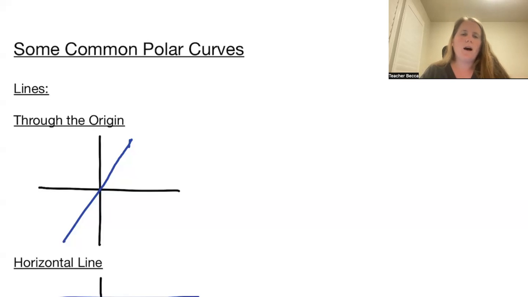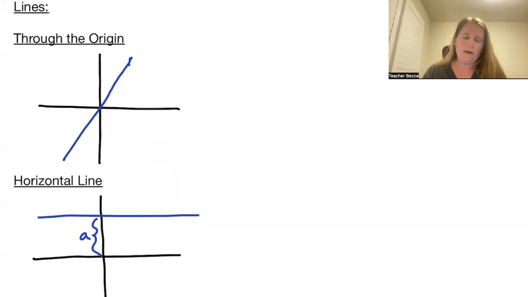Welcome to some common polar curves. So we're just going to run through the equations for a few curves. You can find more in the textbook, but let's go ahead and start off with lines. So the easiest line to write an equation for is those that go through the origin.